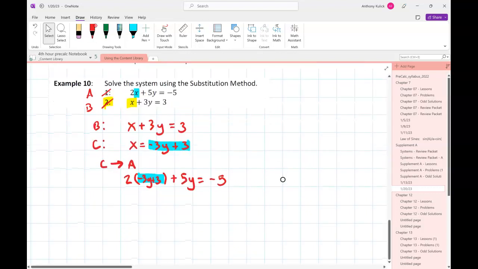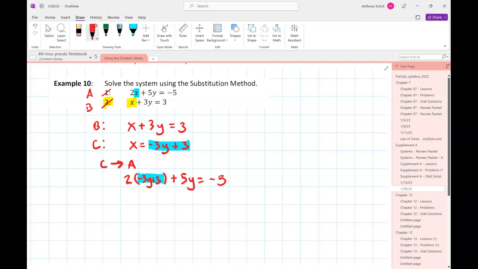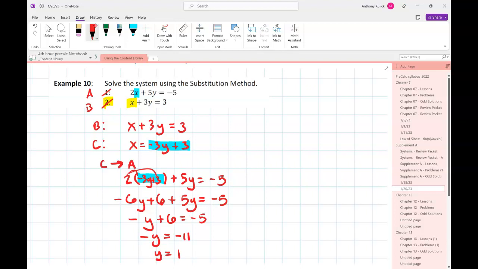If you look now, my new equation has only y's in it, so I can solve for that really easily. I'll distribute the 2 through and combine my like terms. Subtract 6 from both sides, and then divide by -1. And I found that y has to equal 11.